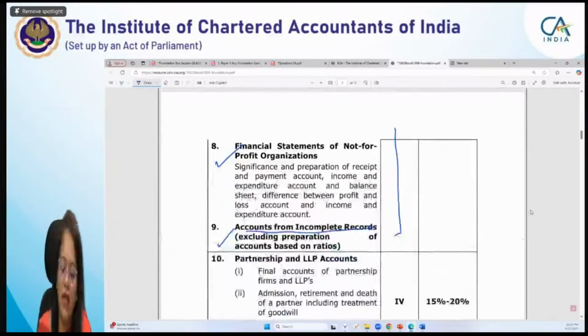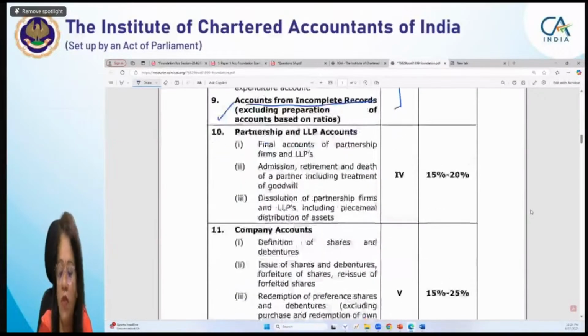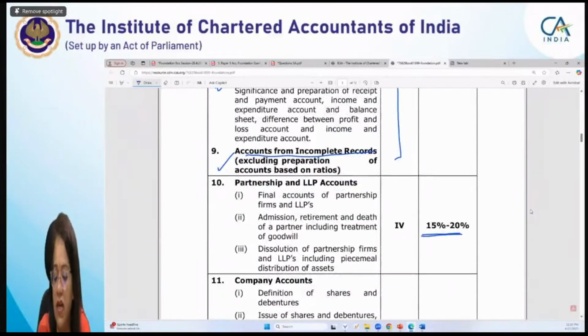All right. Then a full 15 to 20% of the weightage is dedicated to partnership and LLP accounts. You can understand how important this chapter is. Students usually feel that this is a very difficult chapter, that we cannot do this chapter, let's leave it. You cannot leave it. 15 to 20% is a considerable percentage. All right, you have to clear this, you have to study this chapter.